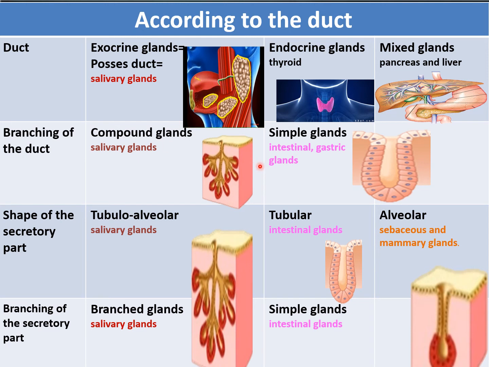From this table, we can summarize that the salivary gland is present in these three compartments. So the salivary gland is a compound tubulo-alveolar branched gland. The intestinal and gastric glands are simple tubular glands. The sebaceous and mammary glands are alveolar glands also.